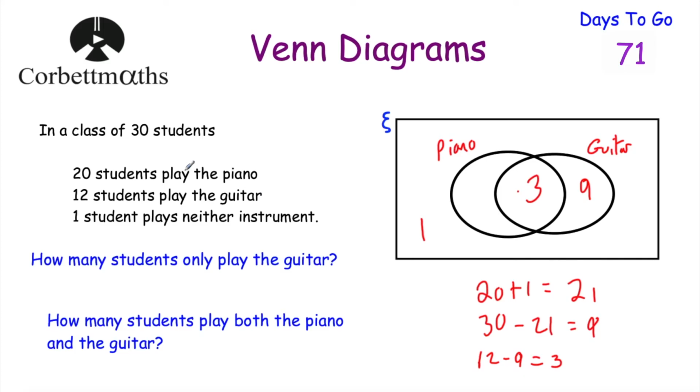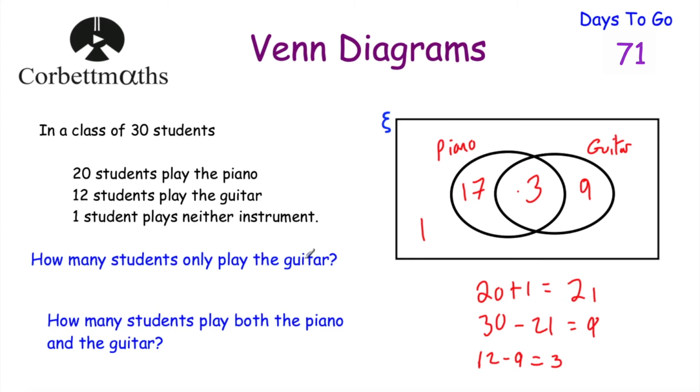Now in terms of the piano, we were told that there's 20 people that played the piano altogether. So 3 people play both, so there must be 17 there. And let's just check that. 1 plus 17 is 18, plus 3 is 21, plus 9 is 30. We've got 20 playing the piano, we've got 12 playing the guitar, and we've got one person playing neither.